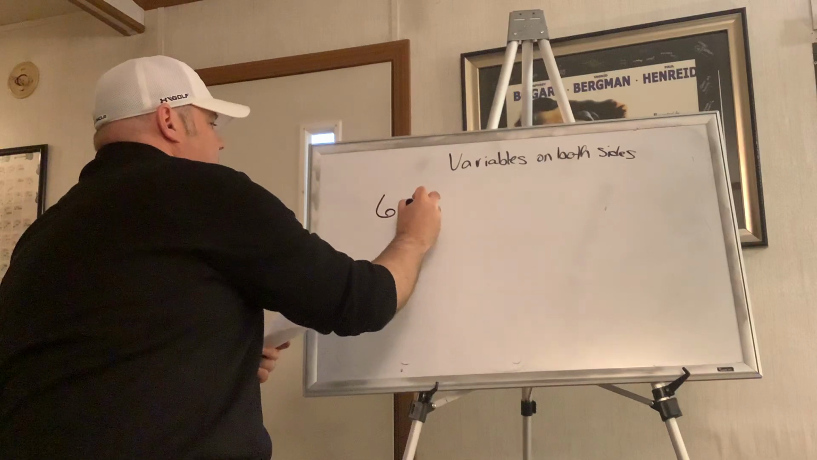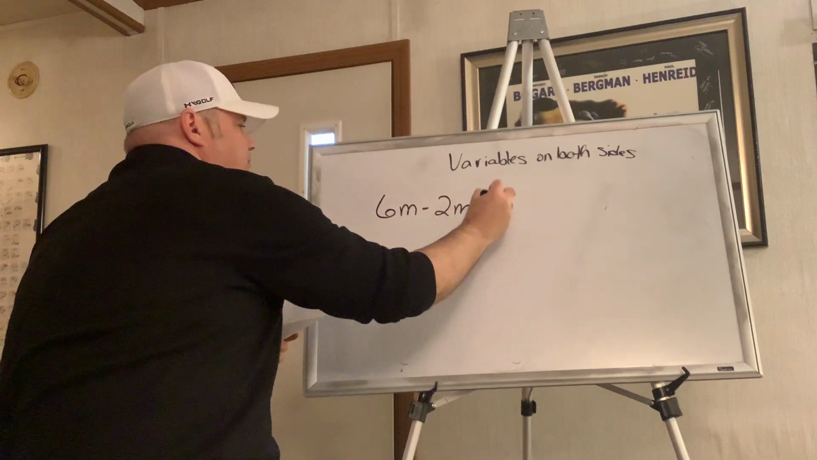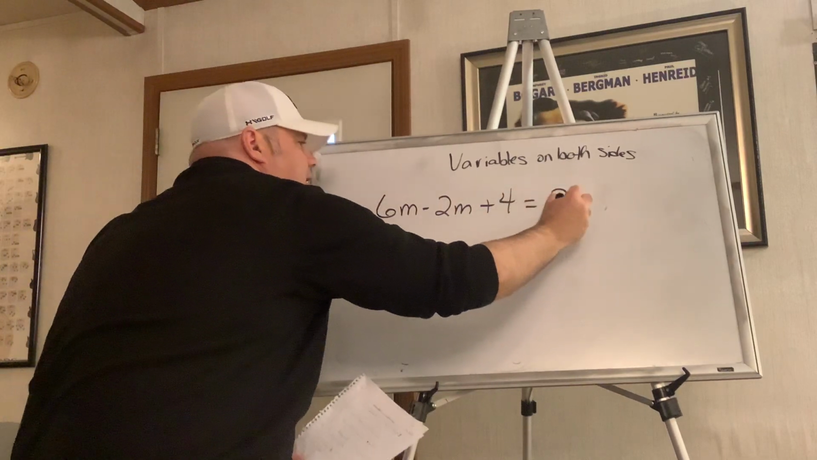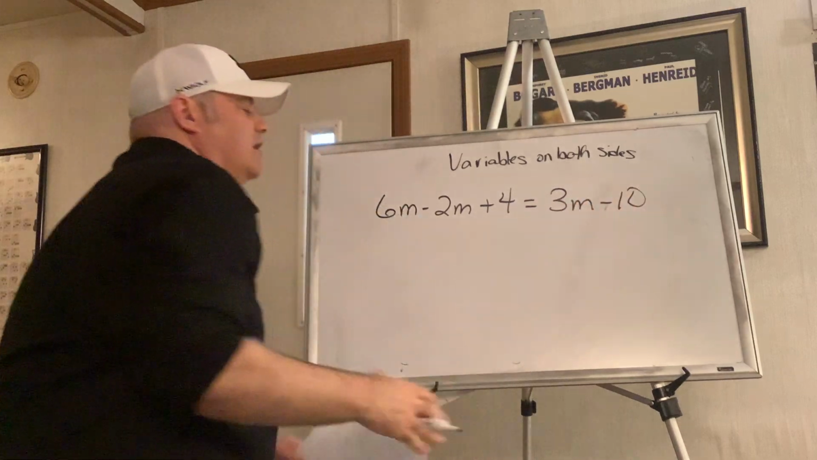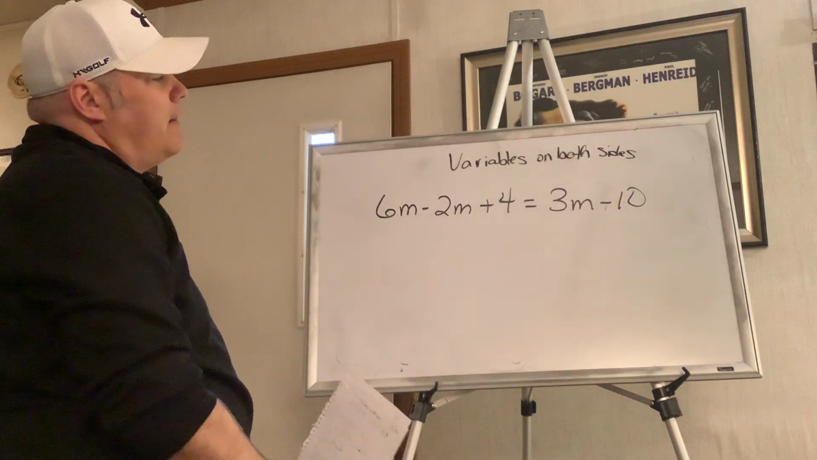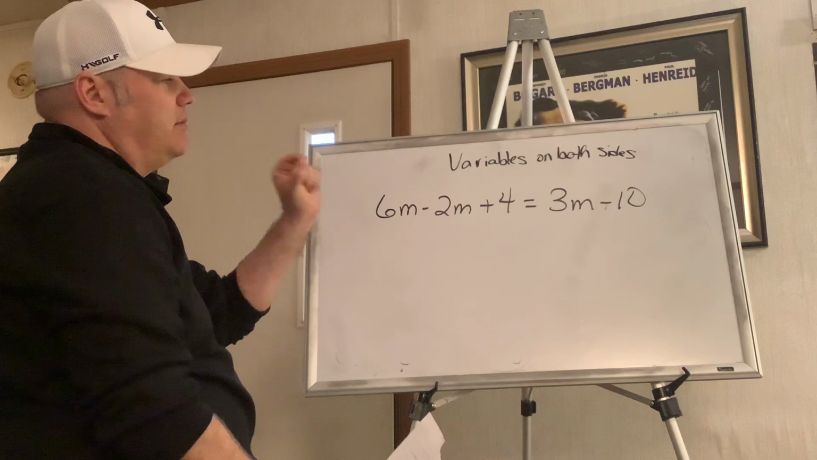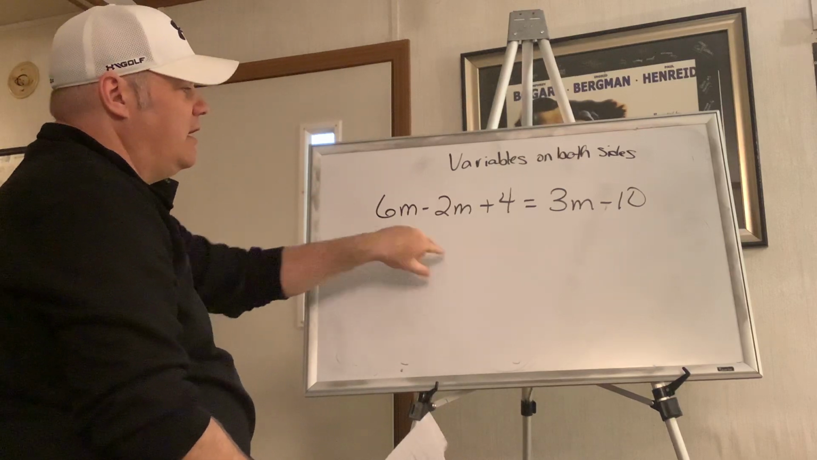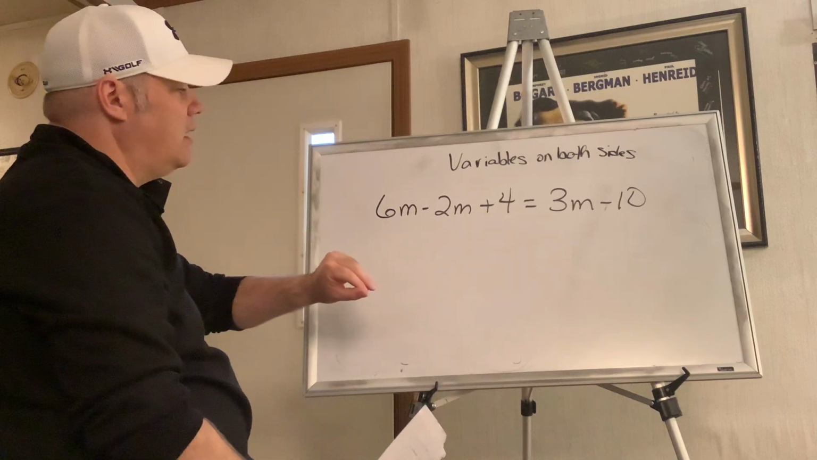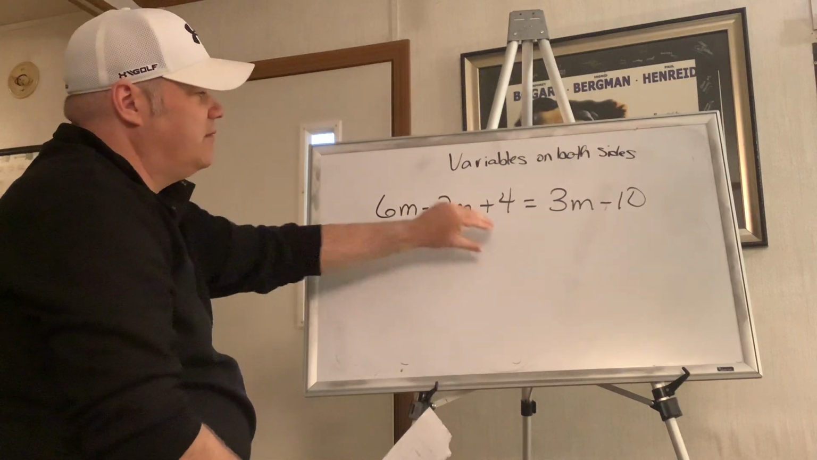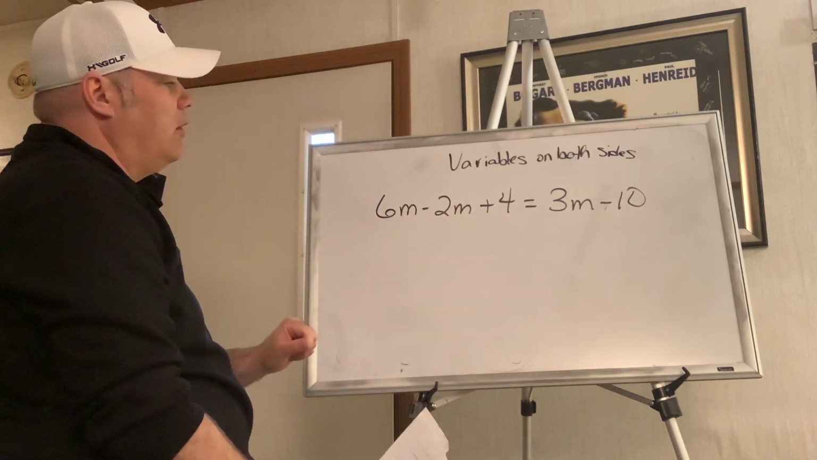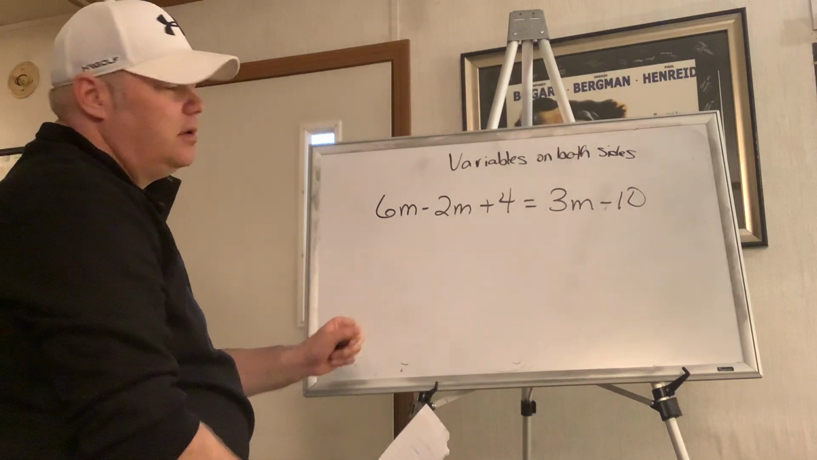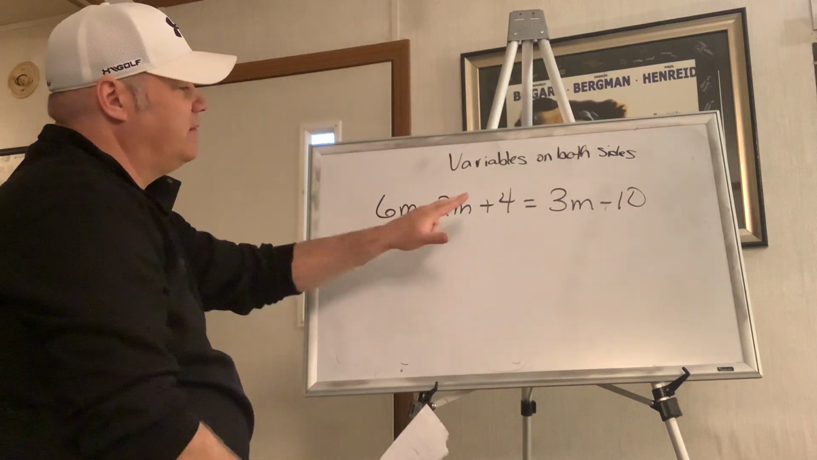So 6m minus 2m plus 4 equals 3m minus 10. Now I know this looks scary, especially as fast as we're going. But always, always remember your goal is to get just m over here equals a number over here. Okay? Trying to get the variable by itself equals something. Now, there's work to do, and we're going to have to move stuff.